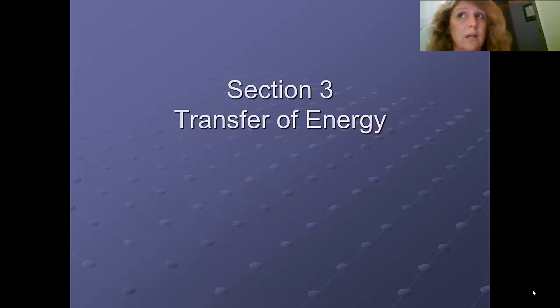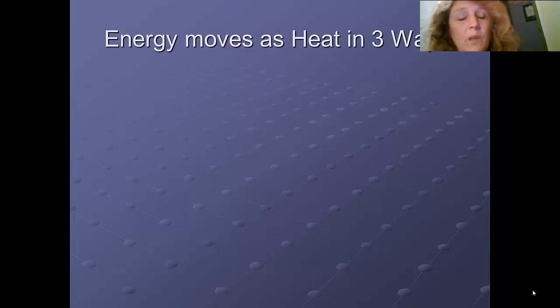Now we've been talking about the difference between heat and temperature and things like that, also how different kinds of energy transfer. But heat specifically moves from object to object in 3 different ways, and that's the only thing this section is about. So I need you to learn the 3 ways that heat moves and be able to tell the difference between them. So energy moves as heat in 3 ways.